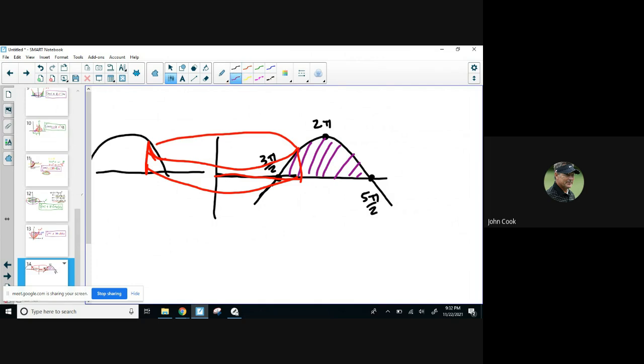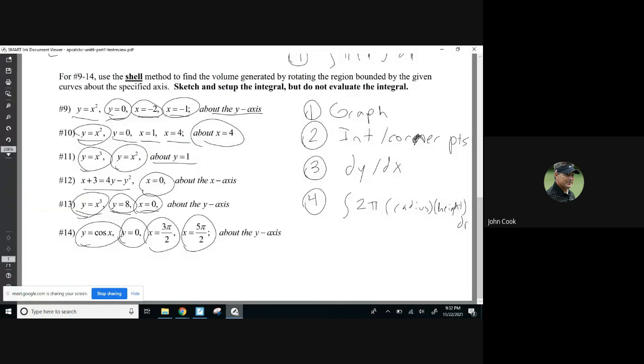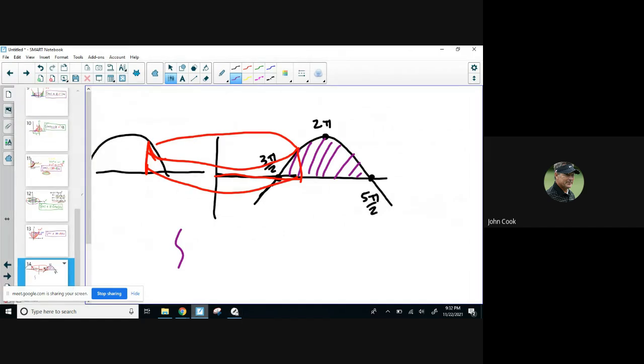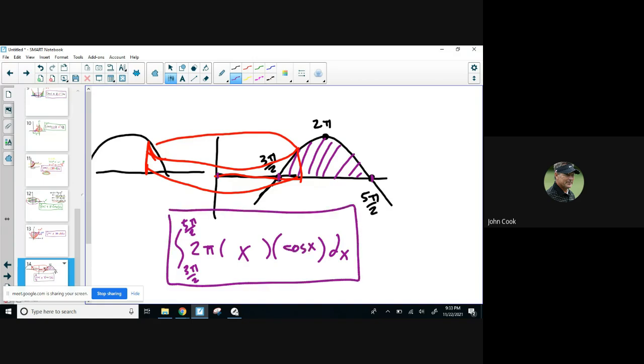All right, so cylinder shell. It's around a vertical line, right? Let me double check. The y-axis, yes, is a vertical line, so that means it's dx. It's going to be 2 times pi times the radius times the height, and the radius is just dependent on the x value. So we write x there, and it's going to go from 3 pi halves up to 5 pi halves. And then the height is going to be dependent on the cosine function, so cosine of x. This one is actually pretty easy for the last one. There's your last problem.